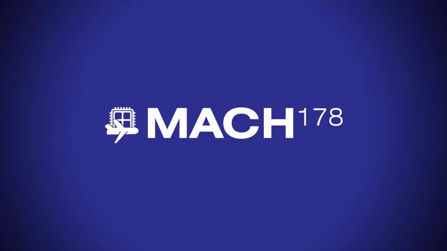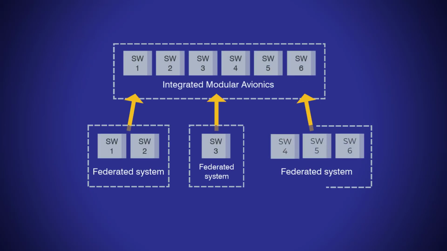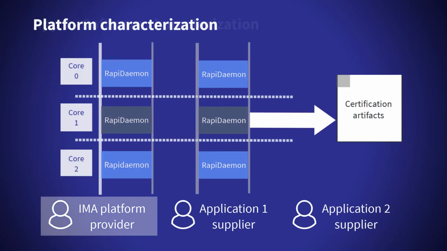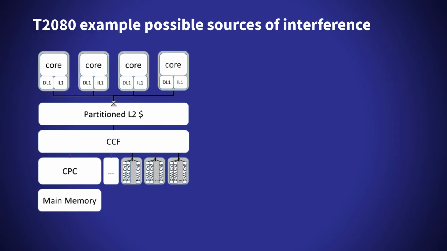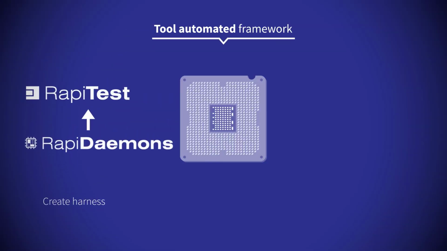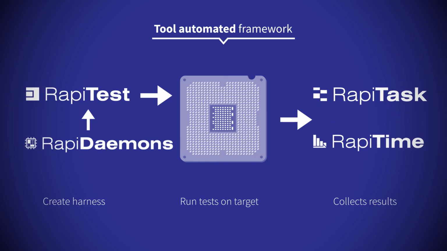Rapita have designed MAC178 to work seamlessly with integrated modular avionics, or IMA, workflows. Using the Rapita solution, suppliers and system integrators can accumulate certification artifacts over the course of several independent verification efforts. Even with the incremental verification benefits, the complexity and number of interference channels in a multi-core avionics system require a large number of tests. Thus, tool automation is important to keep the schedule and cost of verification reasonably constrained. The Rapita approach automates key stages of the workflow, using both RAPI-daemon interference generators and the Rapita verification suite tools.